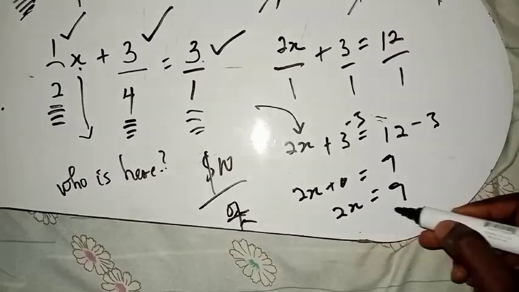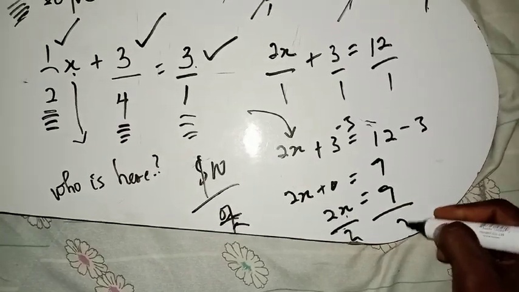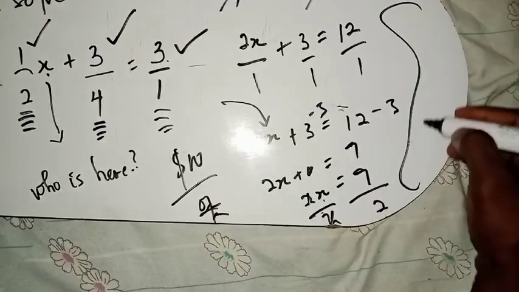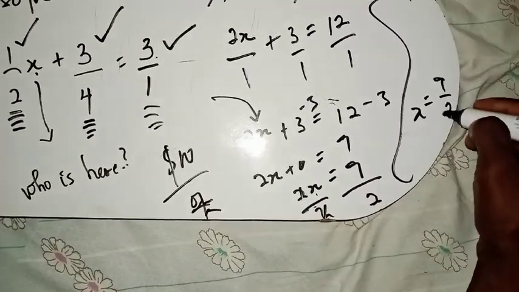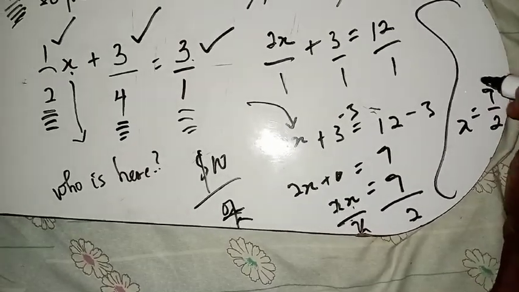So how do you solve for this x here? We are going to divide here by 2 and divide here by 2, so that this one will go out with this one. So we have the value of our x to be equal to 9 over 2, right? So this is how simple it is to deal with questions like this.